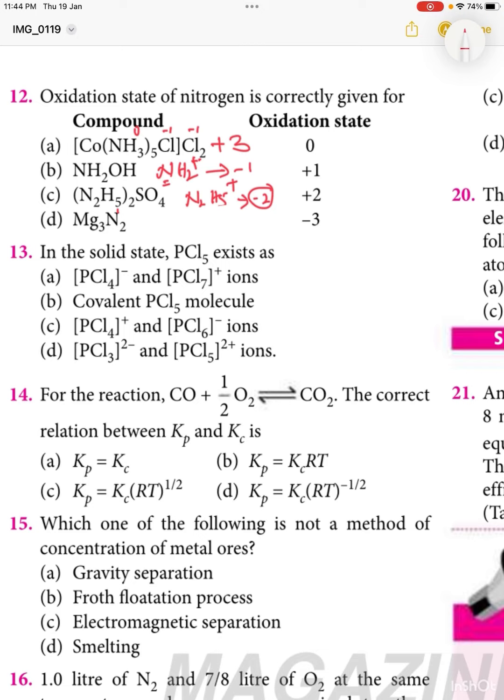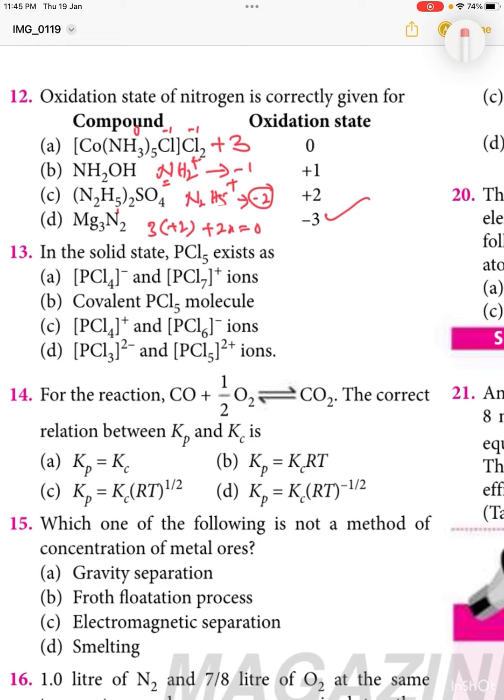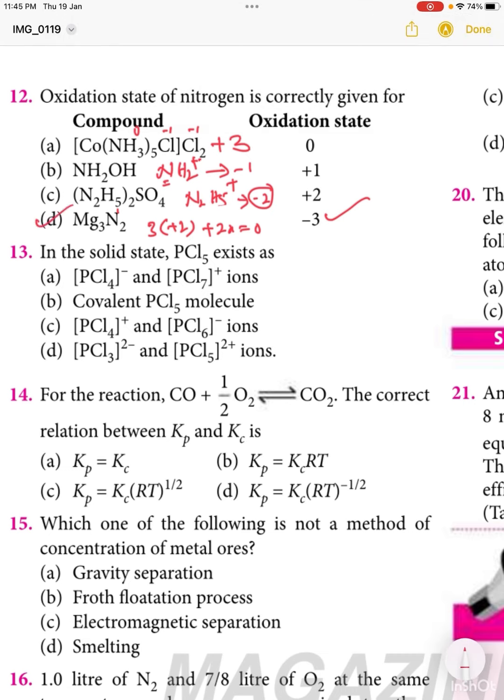Next, Mg3N2. Mg3. So what is the magnesium oxidation state? +2. So 3 into +2 plus 2x is equal to 0. Then 6 plus 2x is equal to 0. 2x is equal to what? -6. Then x is equal to -6 by 2, that is -3. So this is the correct answer for the given question. Right. Next. So the answer is D.